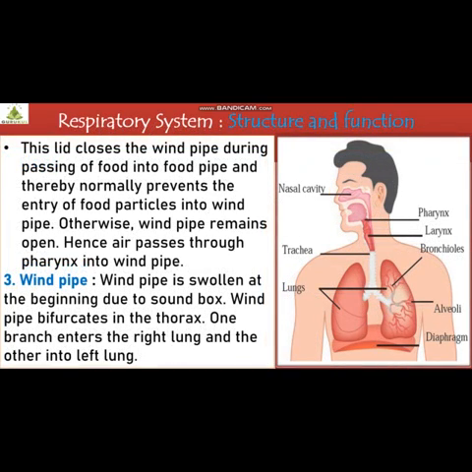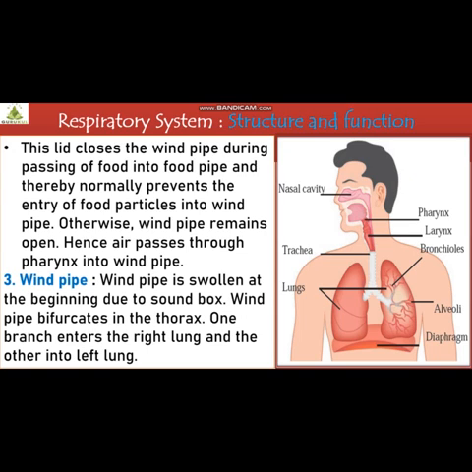Now this windpipe which has a lid, it closes. When does it close? During the passing of food into the food pipe. When we are eating, at that time the lid gets closed. By default we are not closing it, it happens automatically. Thereby it normally prevents the entry of food particles into the windpipe. If it was open, the food particles may enter the windpipe. It doesn't happen because the lid gets closed.